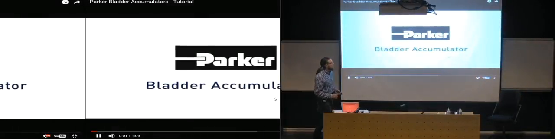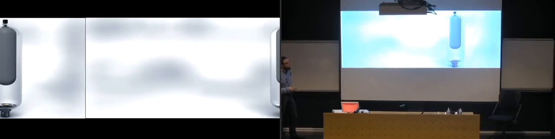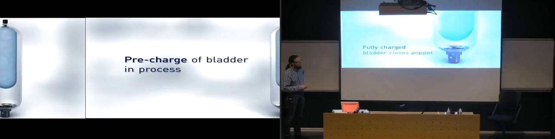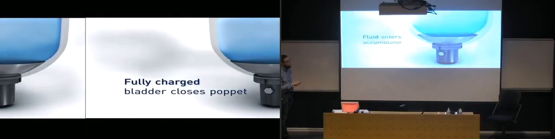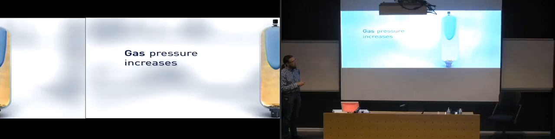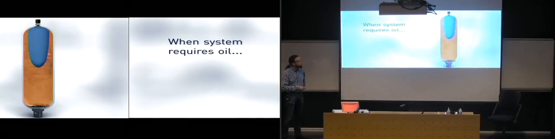And then we have a clip. This one is also from Parker. So you see it sort of looks like a gas tank. Now they're pre-charging the bladder with gas. And it expands until it hits the poppet valve and closes it completely. And then it fills out the entire tank. And then they let the hydraulic fluid under pressure enter the accumulator.